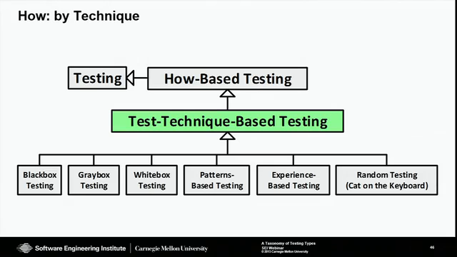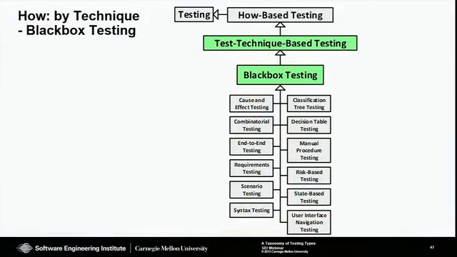They're either black box testing, gray box testing, or white box testing. They could be pattern-based testing. They could be experience-based testing, or various kinds of random testing. So taking a look at the black box testing, you can use cause and effect graphing.